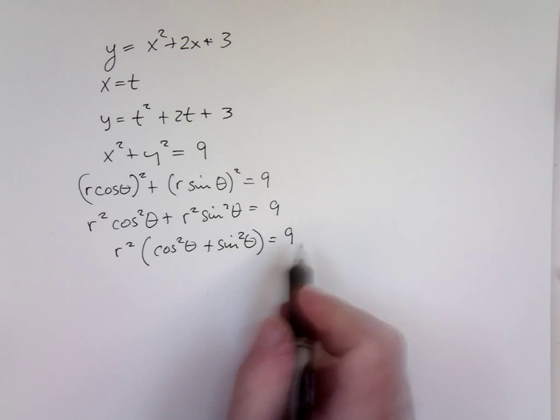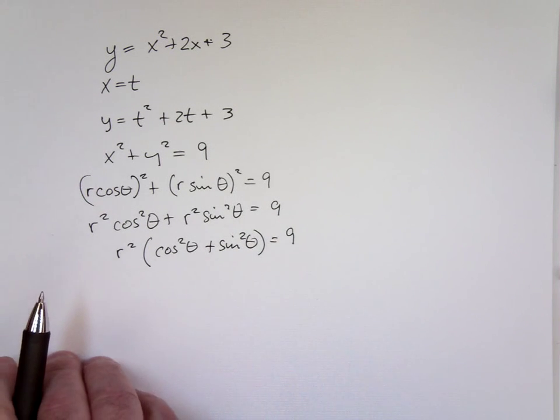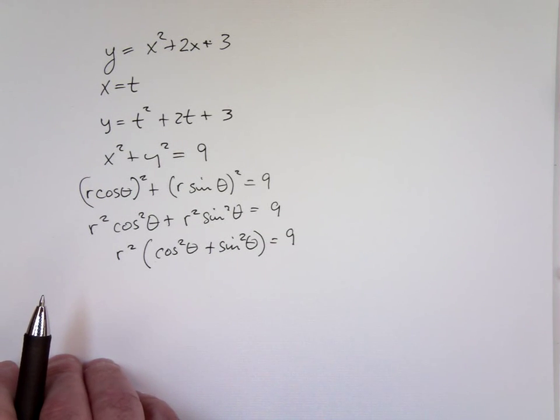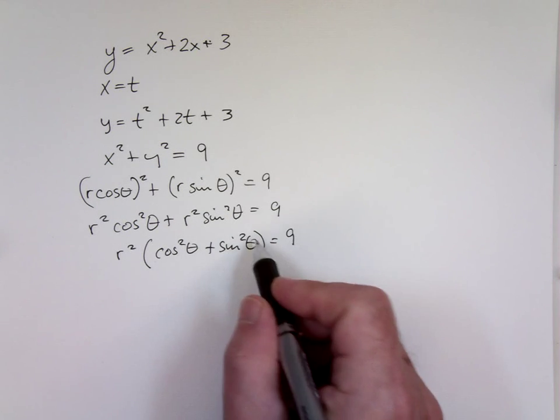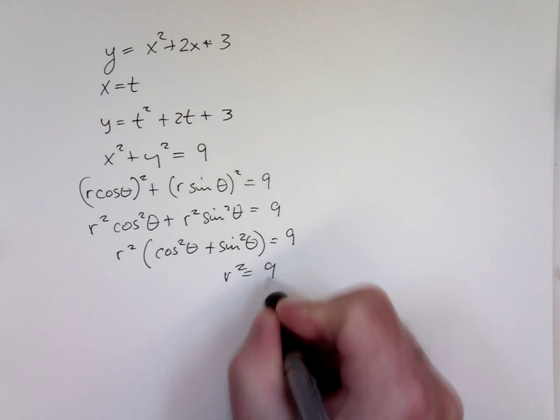Sine squared plus cosine squared is 1. Oh, that's up there. And then they put it down here as sine squared equals 1 minus cosine squared. That's interesting. But whatever. This is 1. R squared equals 9. You get r is plus or minus 3.